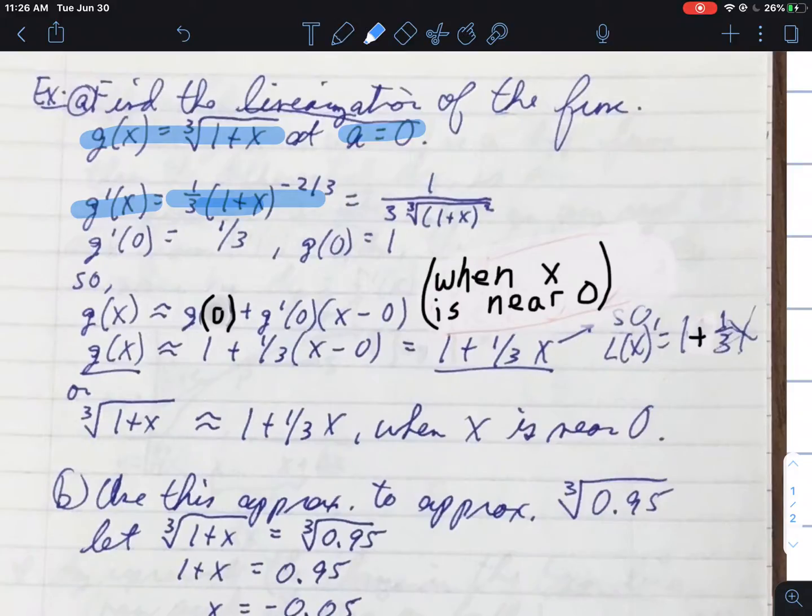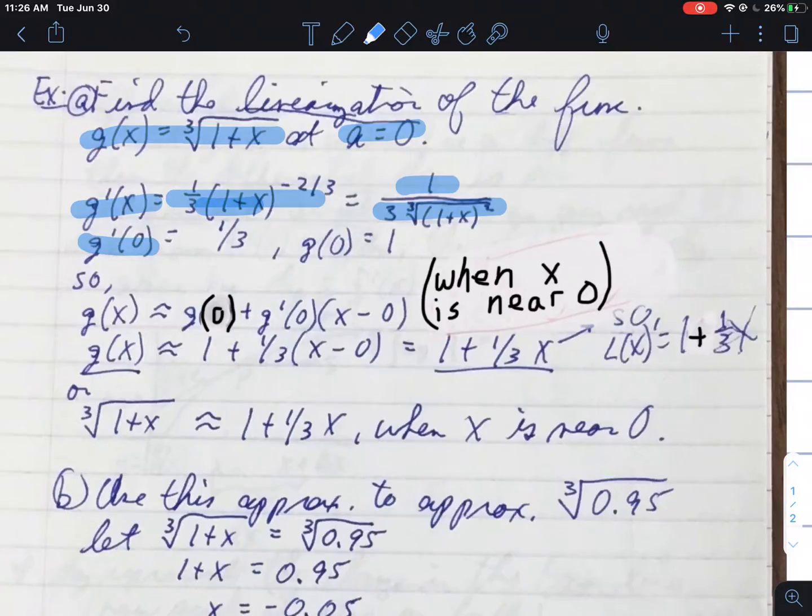So the derivative g prime is 1/3 times (1 plus x) to the negative 2/3, or maybe if we want to clean that up, write it back in radical form, drop that to the denominator with the positive exponent. That would be the cube root of (1 plus x) squared. But again, I don't necessarily have to do that. It's all about finding this. I need to know the value of that derivative at a equals 0, or at x equals 0.